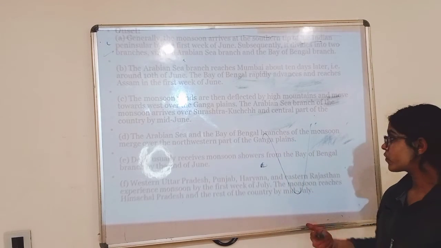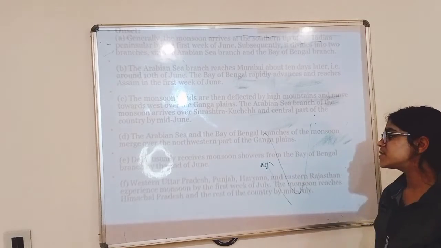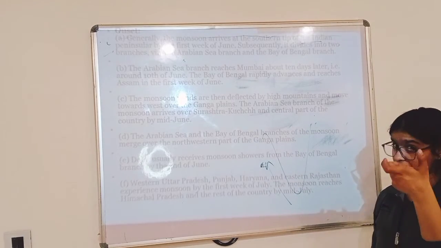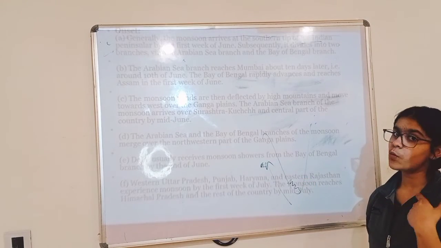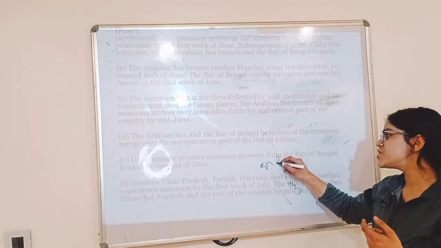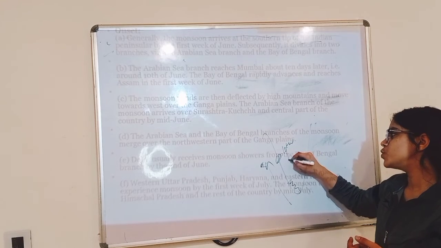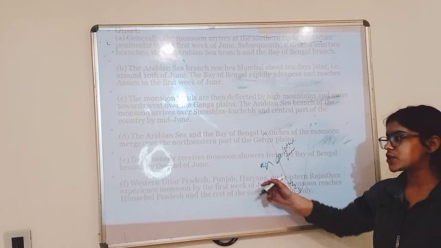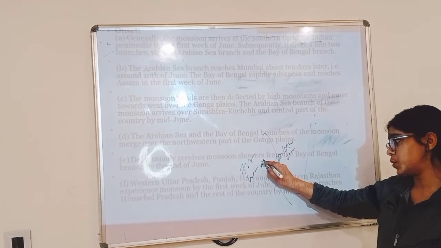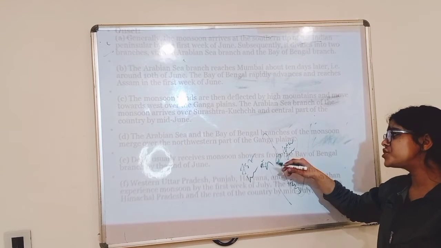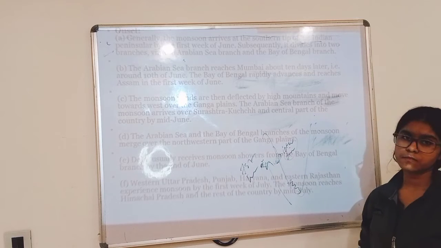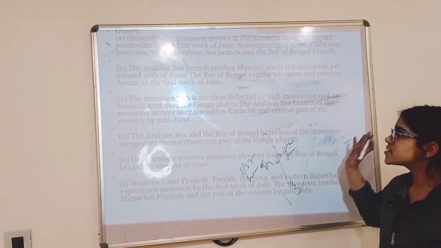यहाँ पे आती है मेरी Arabian Sea branch. The Arabian Sea branch first strikes the Kerala, the Western Ghats, after that it reaches Mumbai by 10th of June approximately. ये वहां पे पहुंच जाती है क्योंकि by the first week of June मानसून आ जाता है भाई इंडिया में. By the 10th of June it comes in Mumbai and causes heavy rainfall.